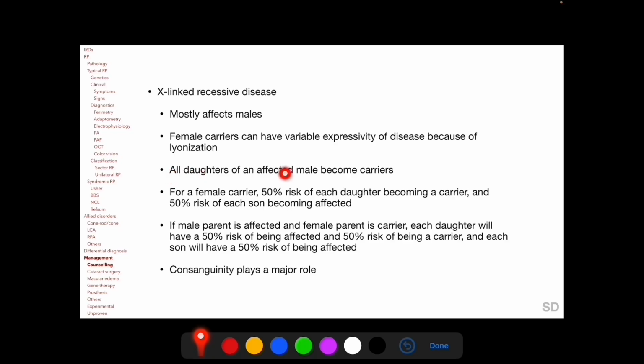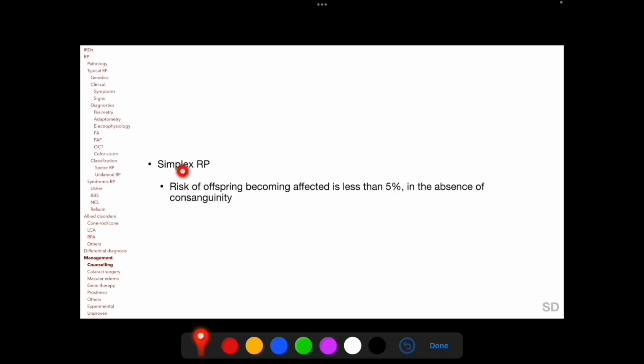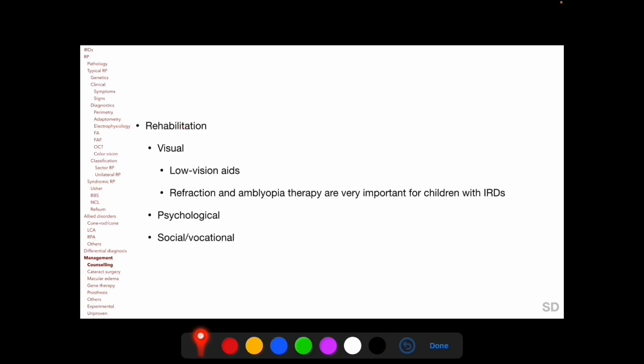All daughters of an affected male become carriers, and for a female carrier, there is a 50% risk for each daughter of becoming a carrier and 50% risk for each son of becoming affected, and so consanguinity plays a major role in diseases with X-linked recessive mutation also. And for patients with simplex retinitis pigmentosa, the risk of offspring becoming affected is less than 5% in the absence of consanguinity. Rehabilitation services for visually impaired individuals include visual rehabilitation, psychological rehabilitation, and social and/or vocational rehabilitation.